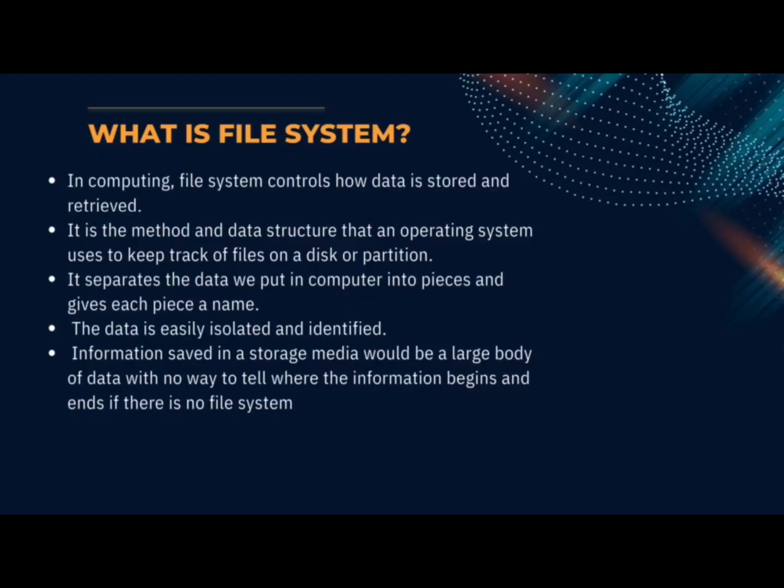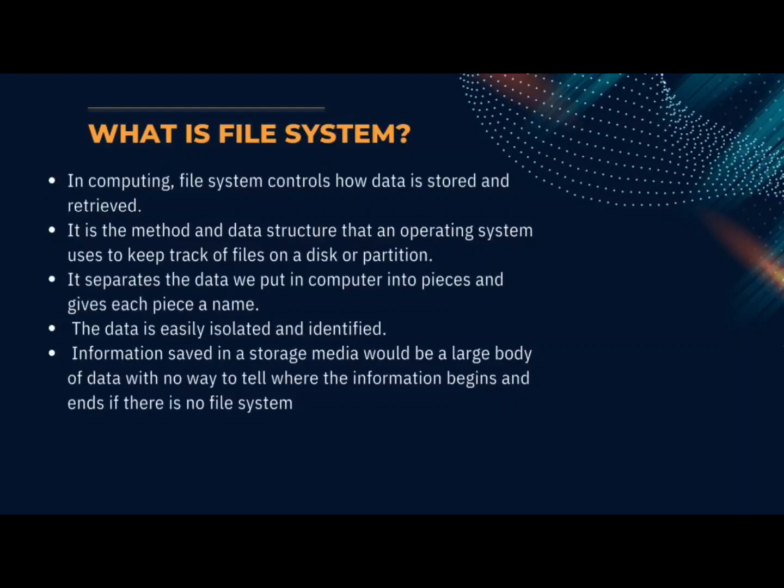What is a file system? In computing, a file system controls how data is stored and retrieved. It is the method and data structure that an operating system uses to keep track of files on a disk or partition. Other than that, it separates the data we put in the computer into pieces and gives each piece a name. The data is easily isolated and identified.